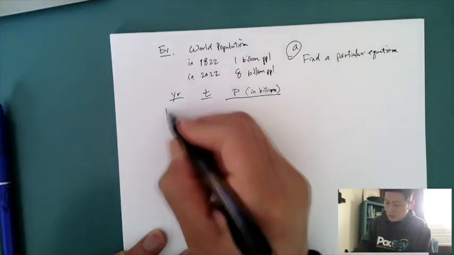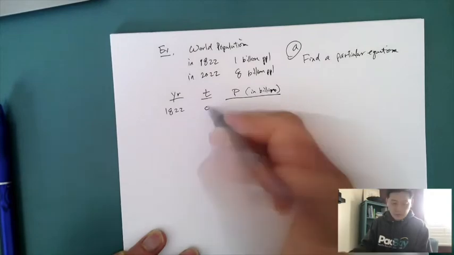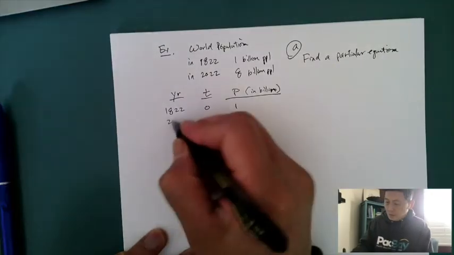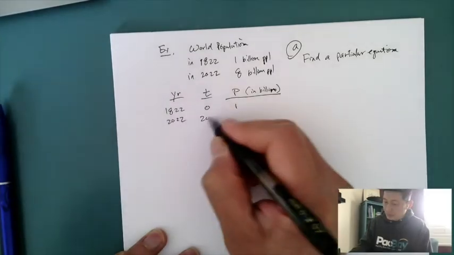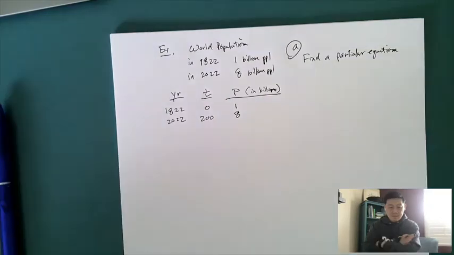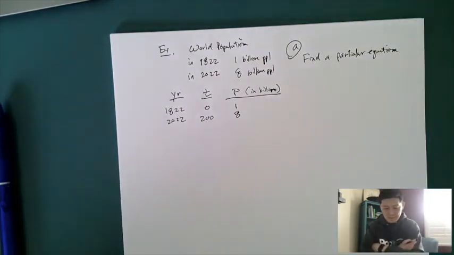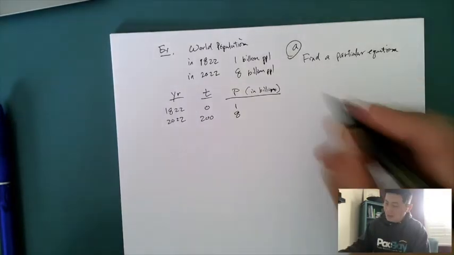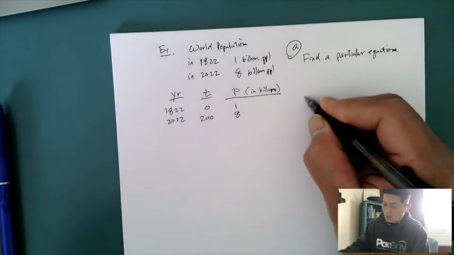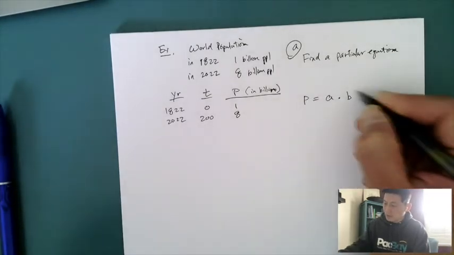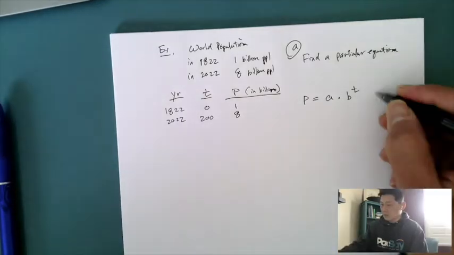So year 1822, we call that t equal to 0. We got 1 billion. And 2022 is 200 years later. We got 8 billion. So we know this is a population growth problem, and this is P is equal to A times B to the T power. That's our general equation.